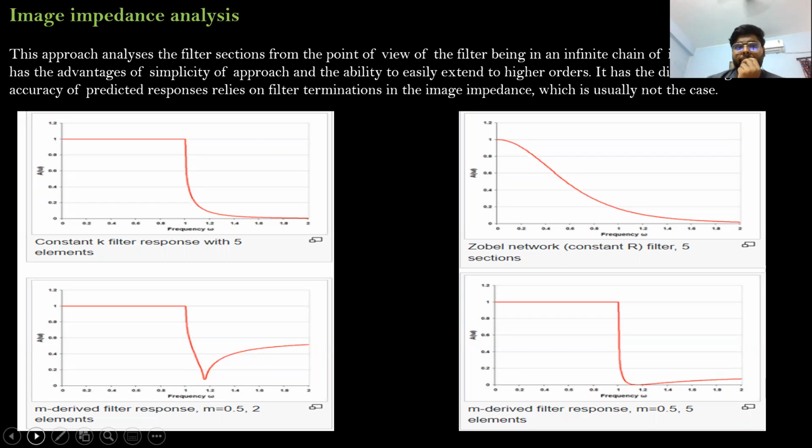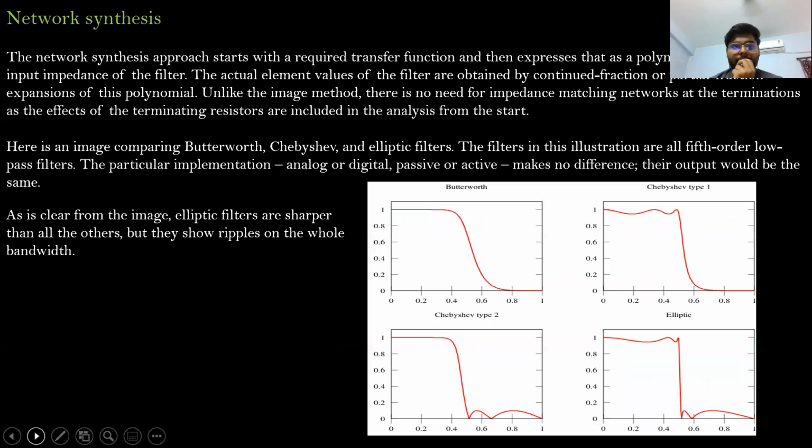There are four image impedance analyses. First one is constant K filter response with 5 elements. Second one is Zobel network filter, 5 sections. Third, M derived filter response when M is equal to 0 for 2 elements. Fourth, M derived filter response when M is equal to 0.5 for 5 elements. These are the four image impedance analyses. Now, next slide. Network synthesis.